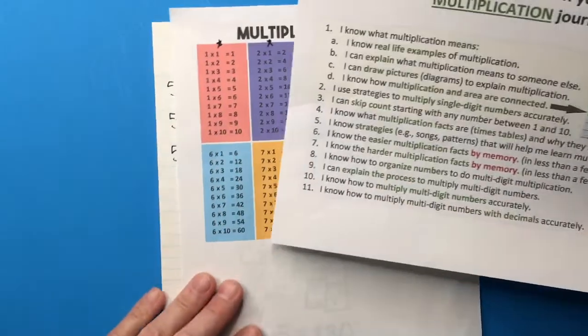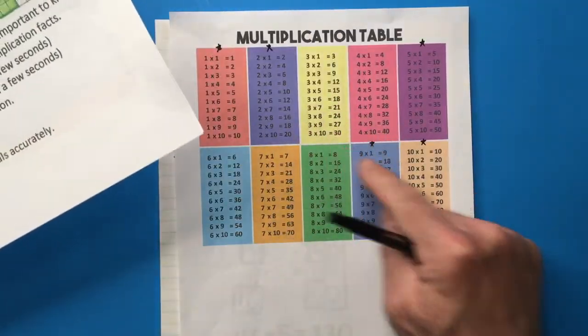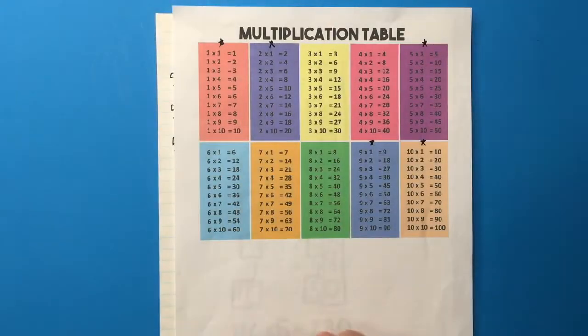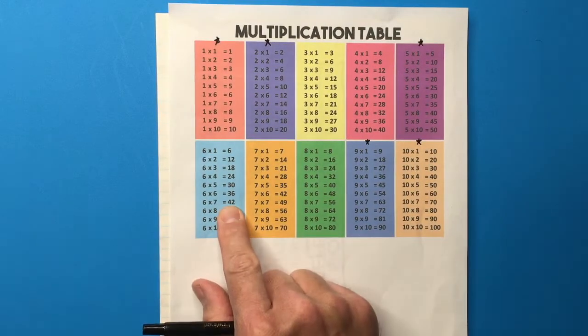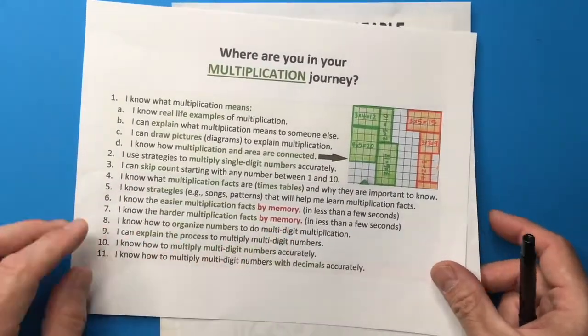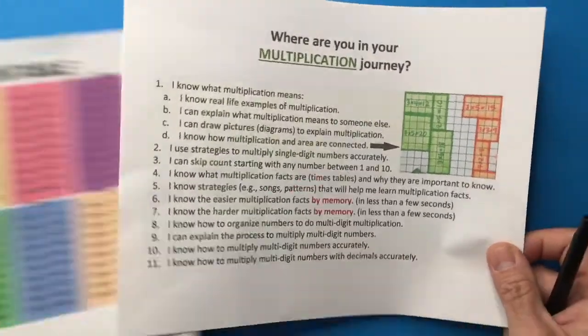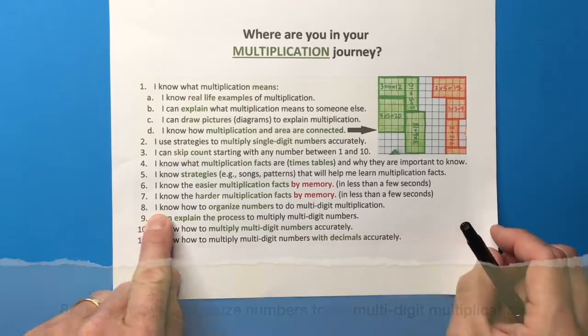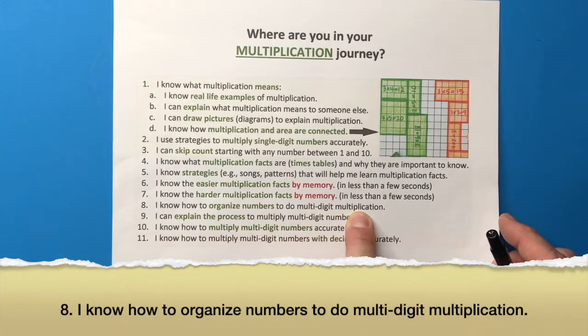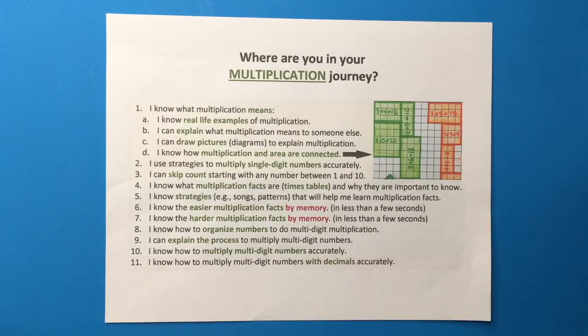So let's say you've finished 6 and 7. So you've looked at the easier and the harder multiplication facts, and you know them by memory. So if you see a harder one like 6 times 7 is 42, you just know it because you have it by memory. Then you're up to number 8 in your multiplication journey. I know how to organize numbers to do multi-digit multiplication. Multi-digit? What in the world does that mean? Well, let's talk about that.